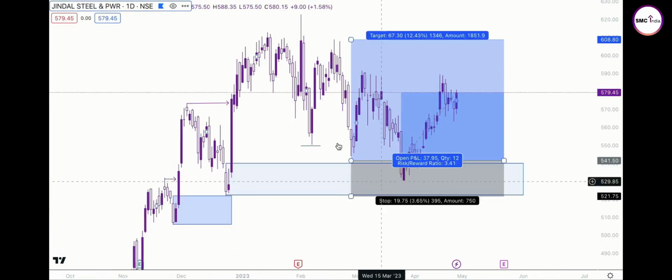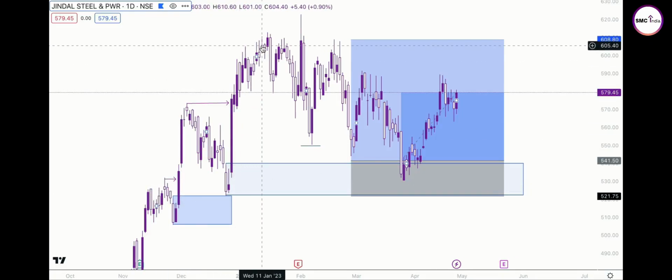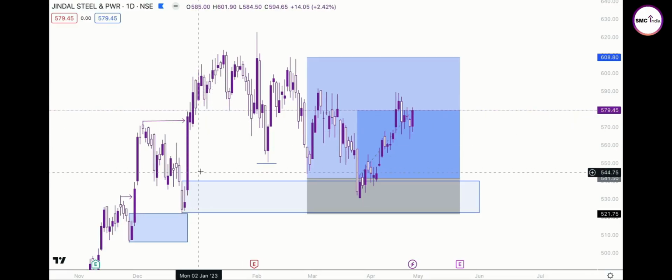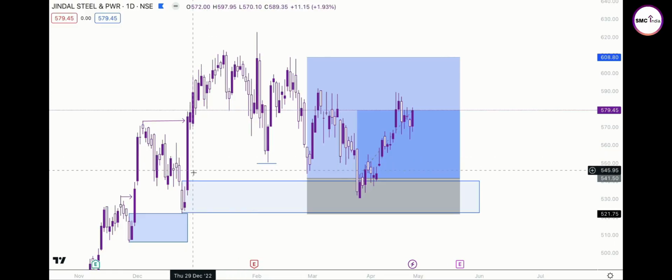Next we come to Jindal Steel and PWR. What the price did is that it caused simultaneous breakout structure here. The price retraced back, filled this imbalance which is here, and mitigated this order block, and then caused the breakout structure to the upside. And as it caused the breakout structure, there is still imbalance which is left to be filled, and there is an order block which is left to be mitigated.